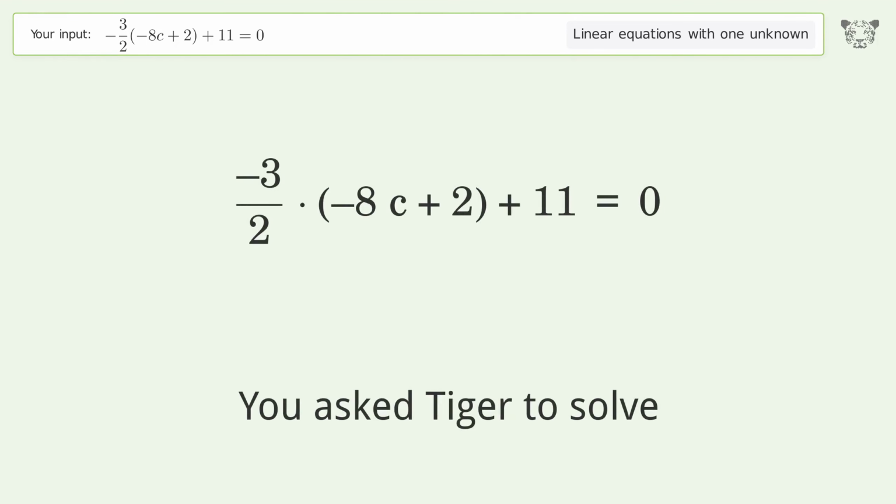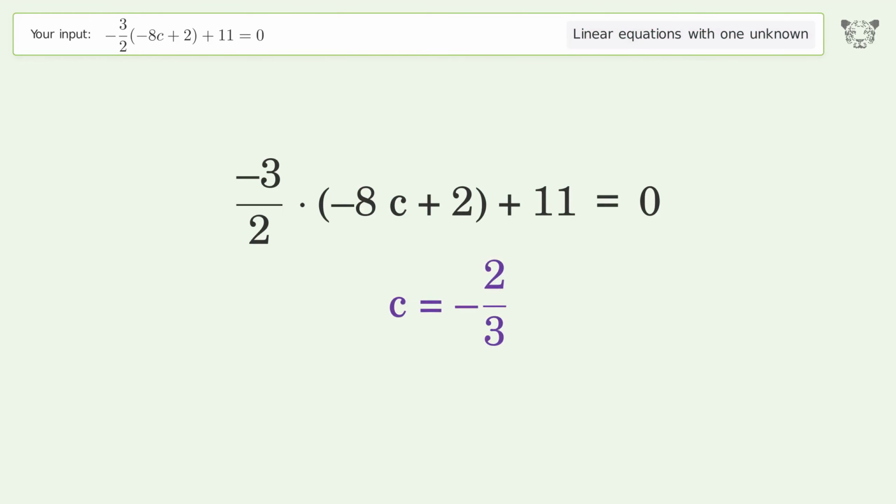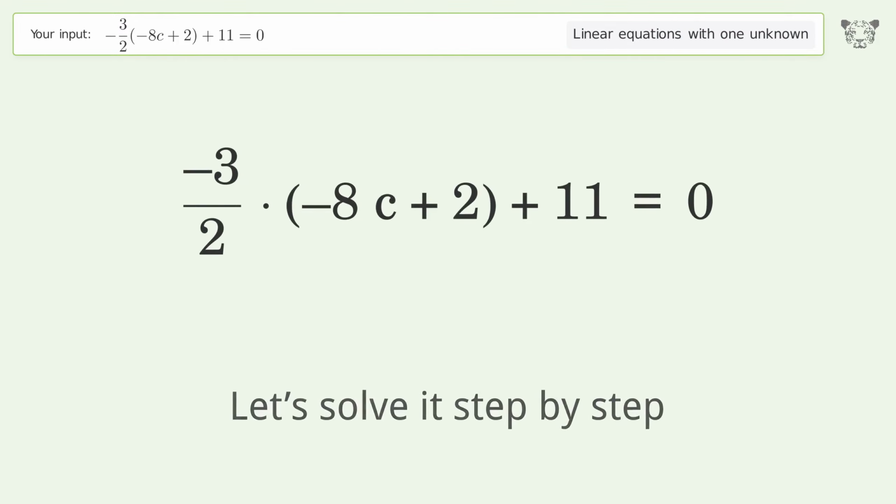You ask Tiger to solve. This deals with linear equations with one unknown. The final result is c equals -2/3. Let's solve it step by step.